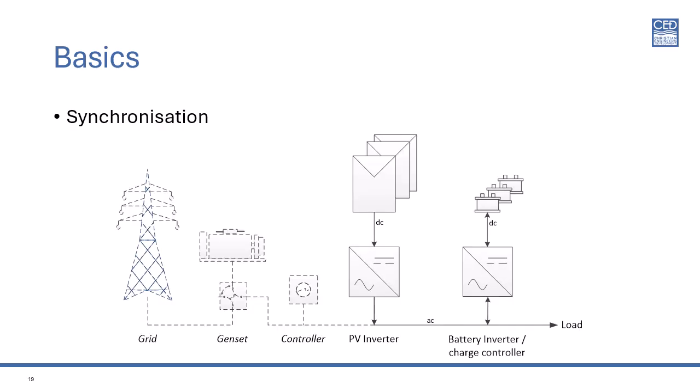We also need to consider frequency and phase synchronization. Now, if we're operating on a grid-tied system, then the reference comes from the grid, or perhaps a generator in the case of an off-grid system. For an off-grid system, this reference isn't available, and we must generate it within the inverters themselves.